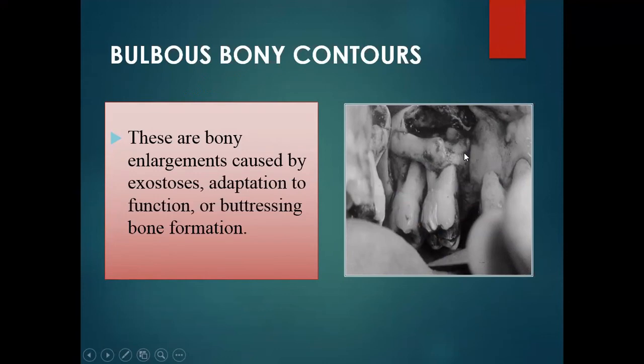See this picture, we can see a thick bone and we see defects. This type of thick bone will accumulate plaque and calculus inside the defect and cause periodontal disease. So this bulbous bone should be trimmed to have a uniform pattern of bone.